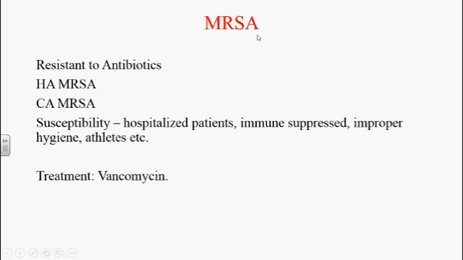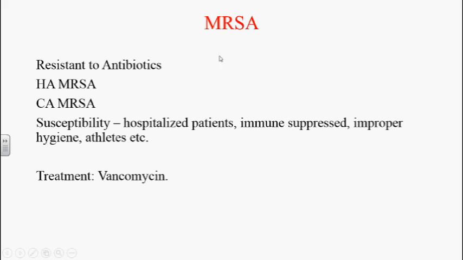MRSA, methicillin resistant Staphylococcus aureus. Some strains of Staphylococcus aureus are resistant to methicillin antibiotics, and there are two groups of MRSA. One is hospital acquired. HA refers to hospital acquired methicillin resistant Staph aureus, and the other one is CA-MRSA. CA means community acquired methicillin resistant Staph aureus. So these two groups of Staphylococcus aureus organisms are resistant to antibiotics. They are resistant to penicillins, and to methicillin and nafcillin. So they are resistant to major important antibiotics.